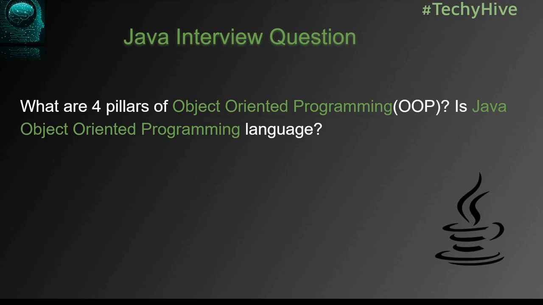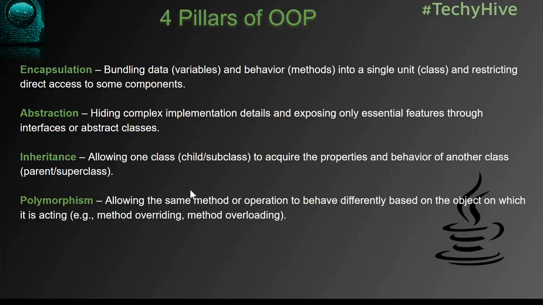By asking this question, the interviewer wants to know that you understand object-oriented design and where Java stands in that object-oriented design path. Let's jump into the answer to this question straight away. Here is the list of the four pillars of object-oriented programming: encapsulation, abstraction, inheritance, and polymorphism. These four pillars make a programming language object-oriented. Let's go through them one by one.